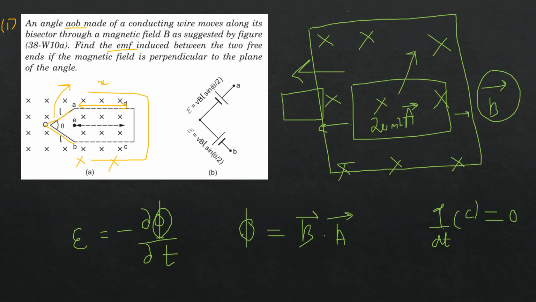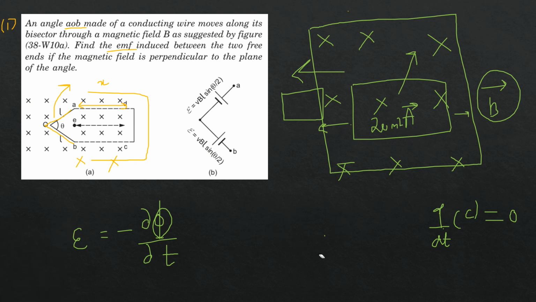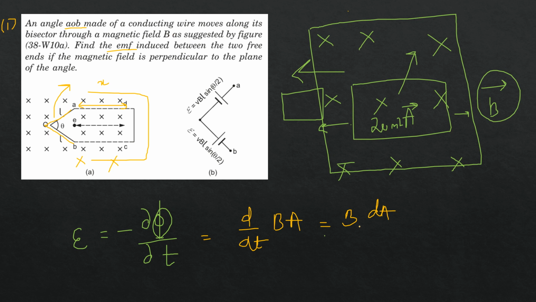E is equal to minus del phi by del t, or simply, if we consider the magnitude, I can write it d phi by dt also, no problem. d phi by dt of B into A. Now I can take B constant because the magnetic field is constant here. So B dA by dt. Now how much is the area? We need to find out what the area is.